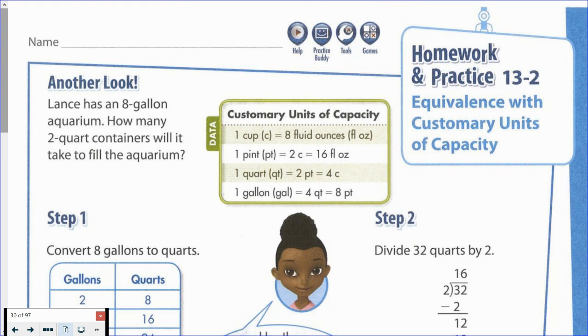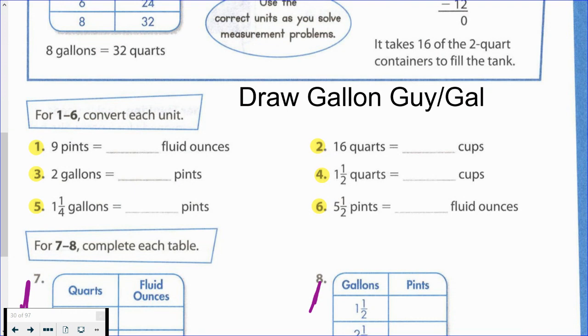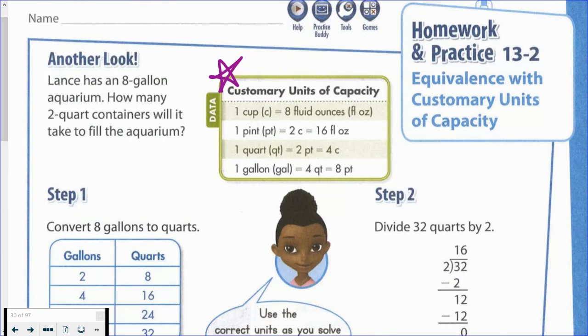One thing I do want to point out is way up here at the top of your page, there is a conversion chart. Conversion is a chart that helps you go from one unit to another and back and forth. So you might find this chart helpful as you work. So let's look at number 1. For number 1, we're being asked to go from pints to fluid ounces. So we have to think about this.